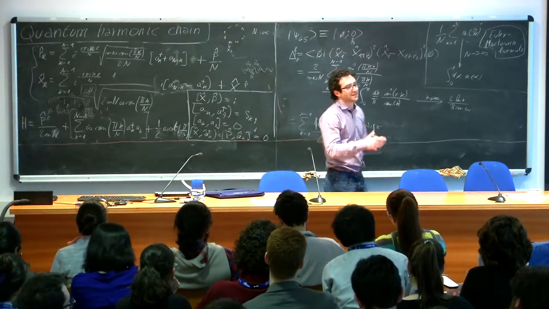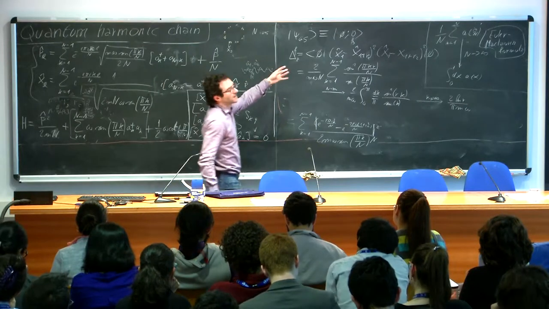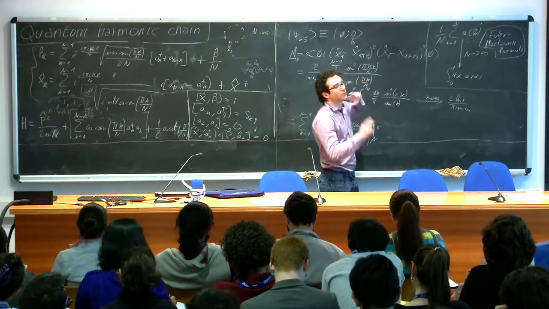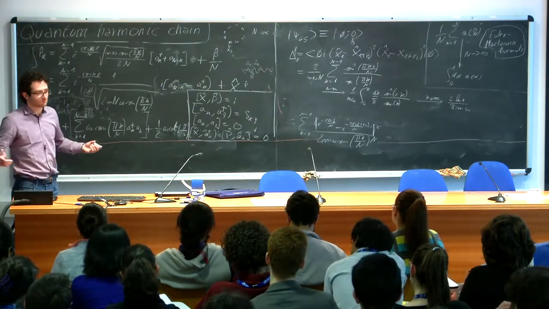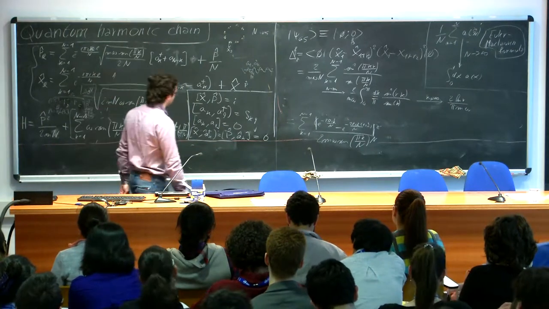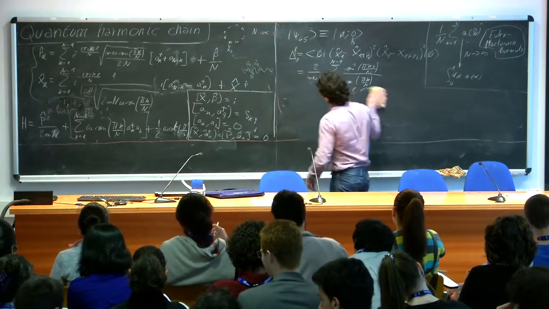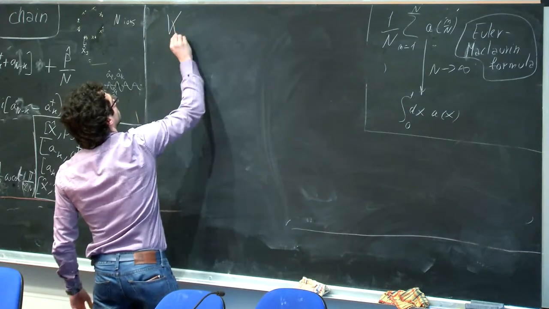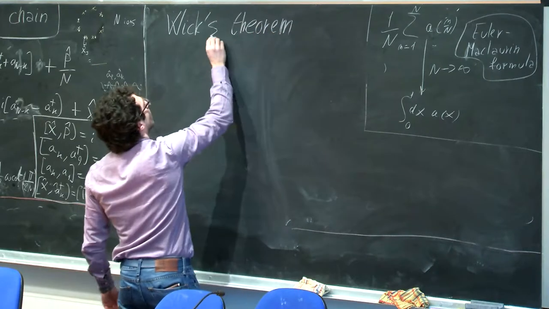Fortunately, there are some techniques, mathematical theorems, that allow us to compute these more complicated expectation values by reducing them to the ones that we computed, the ones with only two bosons. It's called Wick's theorem. Maybe you already know the theorem from high energy physics, but I state now the result in this context so that, in case you need it, you can apply it. So the theorem is the following. Wick's theorem, for bosons.